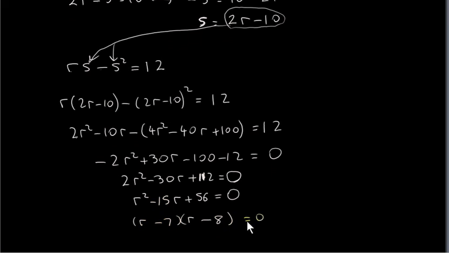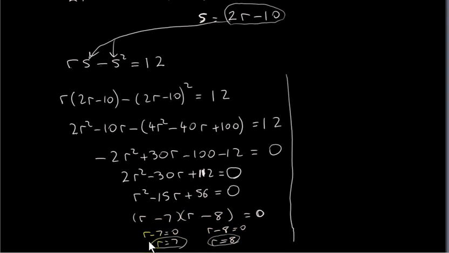And we have 0 on the right hand side. The only way the product of two quantities can be 0 is if either of them is 0. So either r minus 7 is 0, which leads to r equals 7, or r minus 8 equals 0, which leads to r equals 8. So these are the two solutions. So these are the r values of the two pairs of numbers that simultaneously satisfy both equations.